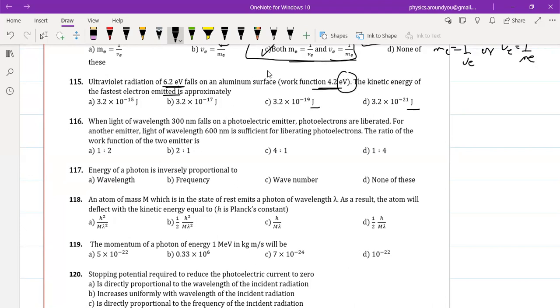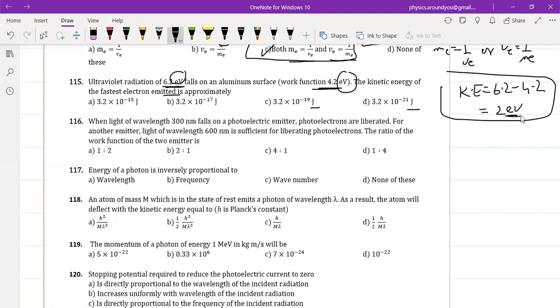The given data is in the form of eV. So first let us make use of the eV form. Kinetic energy is incident energy 6.2 minus work function 4.2. That would give you 2 eV. Now convert 2 eV to joules. Simple. Multiply it with 1.6 into 10 power minus 19. So it should be 3.2 into 10 power minus 19, which is option C.